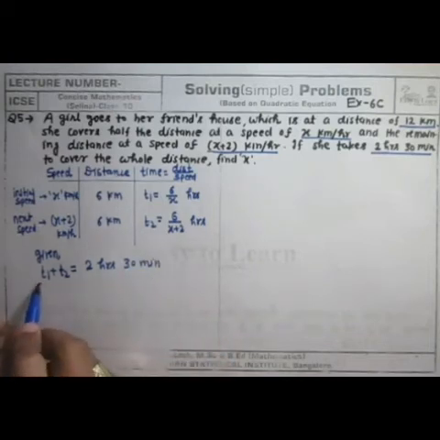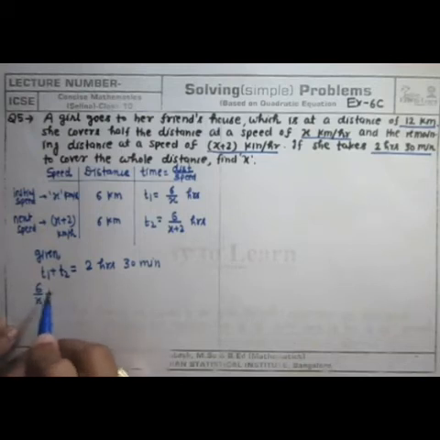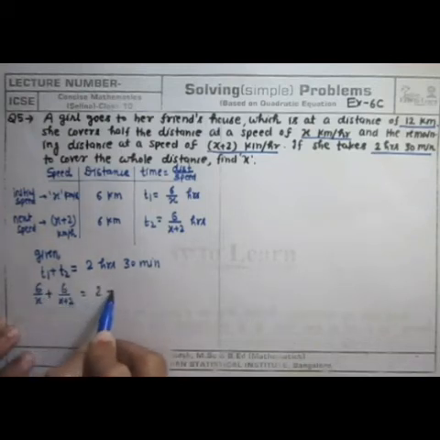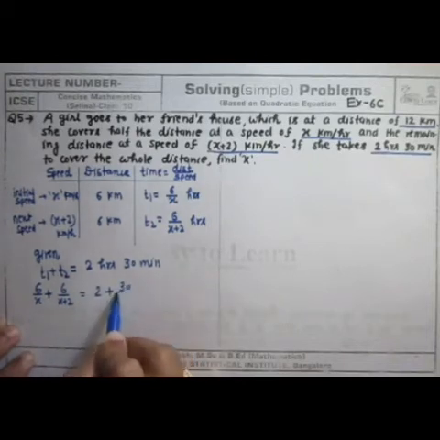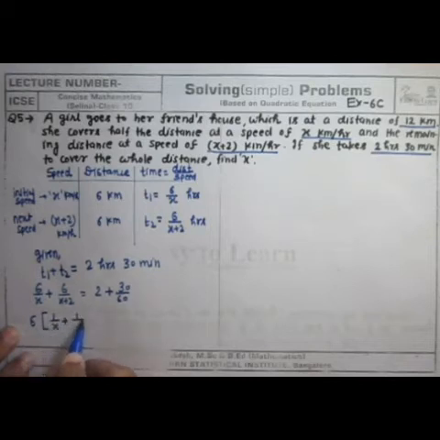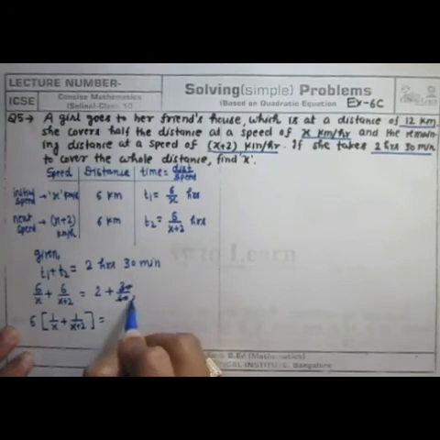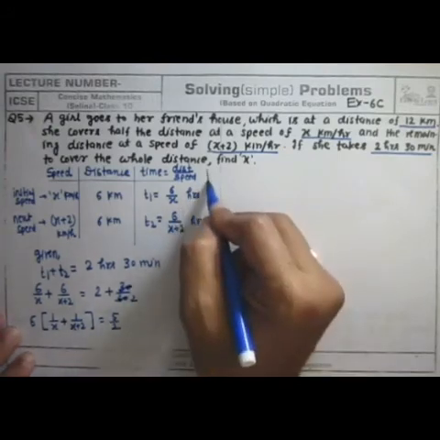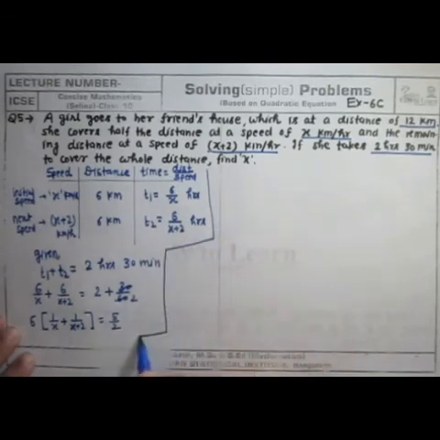So T1 is 6 by x hours plus T2 is 6 by x plus 2 hours is equal to 2 hours plus 30 minutes, which is 30 by 60 hours. Because the left side unit is hours, the right side unit must also be hours. Now take 6 common, so 1 by x plus 1 by x plus 2 is equal to 5 by 2 divided by 6. Now next, make a space here.